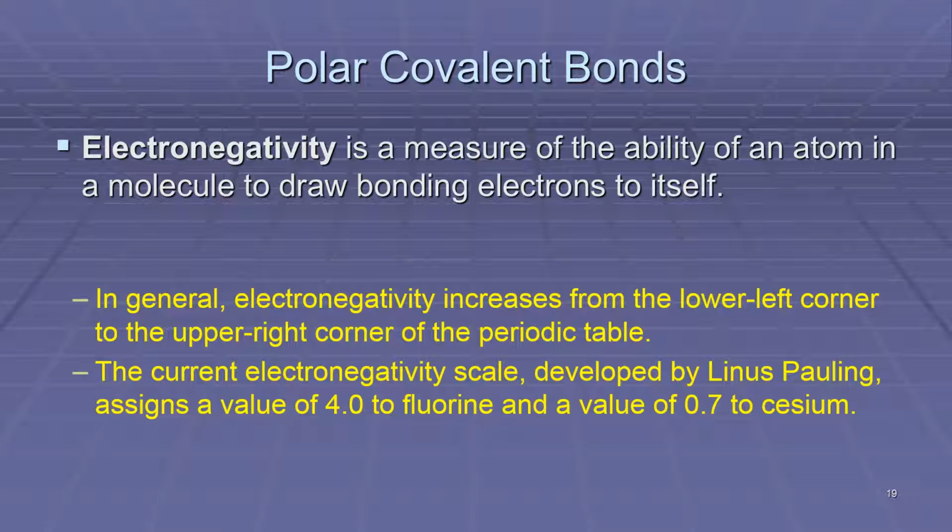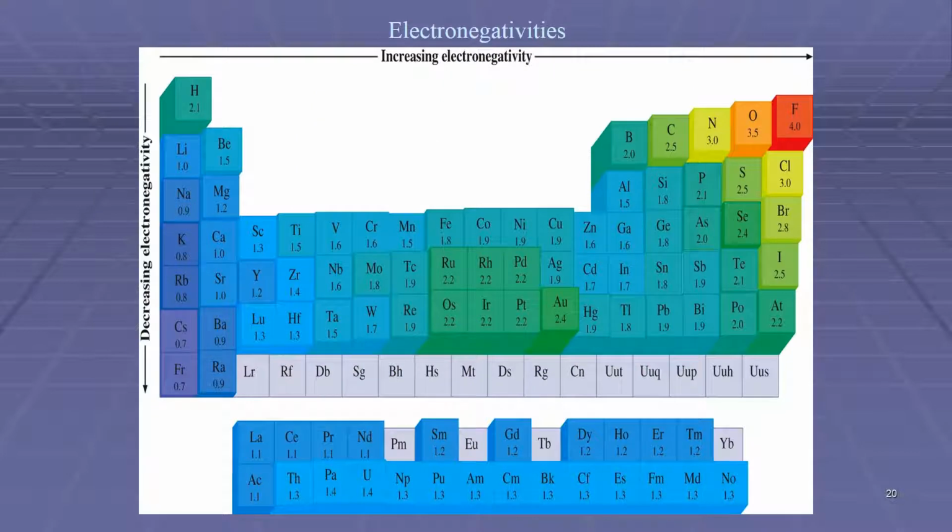There's actually values assigned to every element on an electronegativity scale. The value of 4.0 is given to fluorine, and then other elements were measured in relation to that, and so the smallest value is 0.7, and I think it's on the next slide. So yeah, this is the electronegativity.